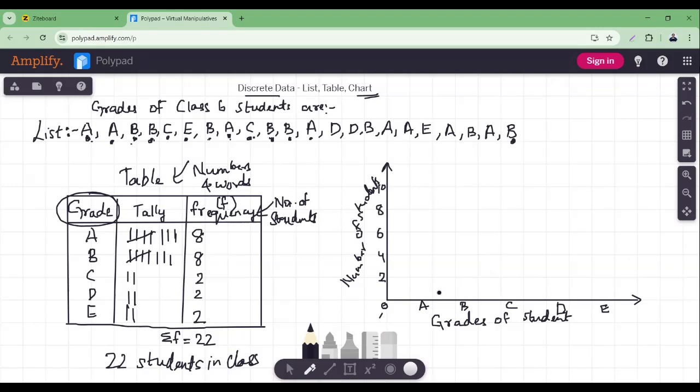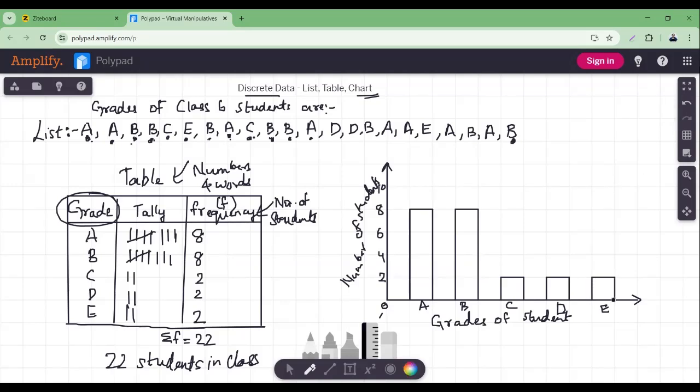Now what I'm going to do is A. How many children have got A grade? It is 8. So I'm going to draw a bar like this here at A. And for B, again, it is 8 children who have got B grade. So I'll go till B like this. And for C, it is only 2 children. I draw like this. See this, this is exactly the same height as 2. So that is why the height of the bar is equal to the number of students.